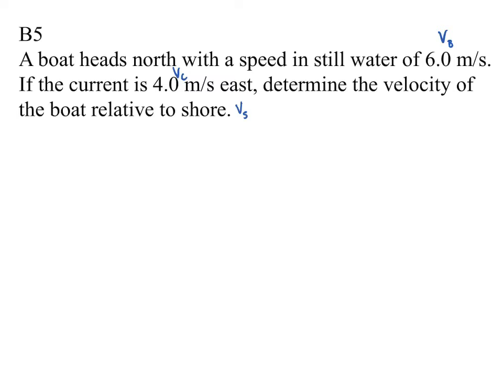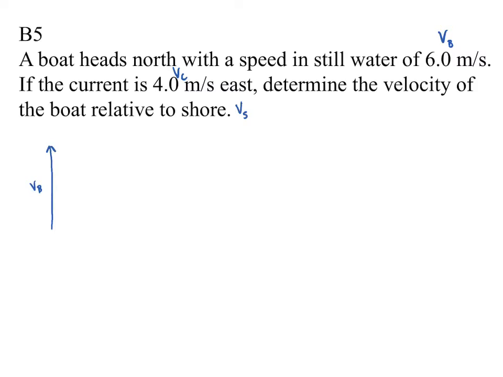So again, let's draw a vector diagram. So we know its speed in still water is 6 meters per second, and that's heading north. So I'm going to draw that first. Okay, so there we go. So we know that's the velocity of the boat is going north.